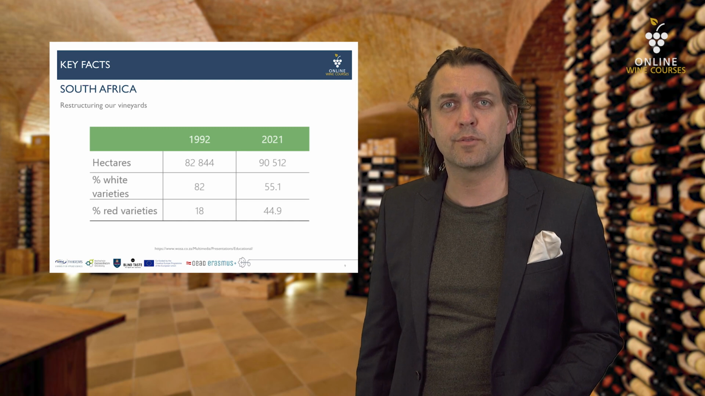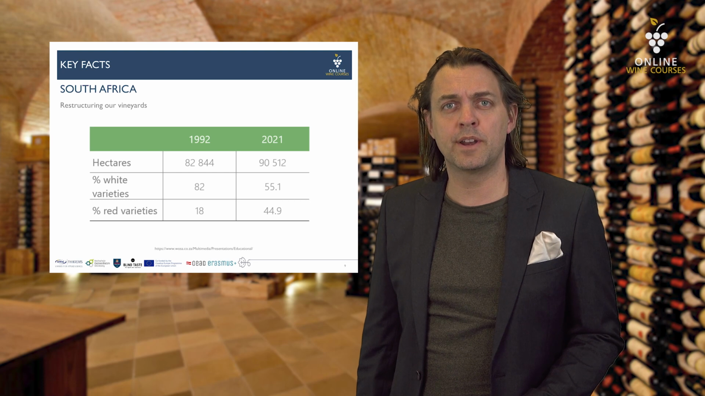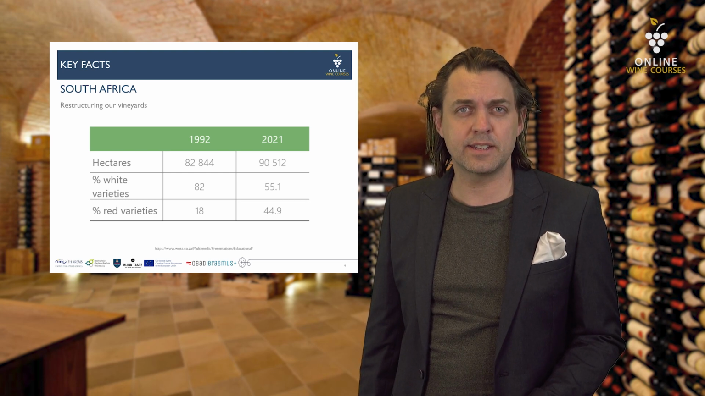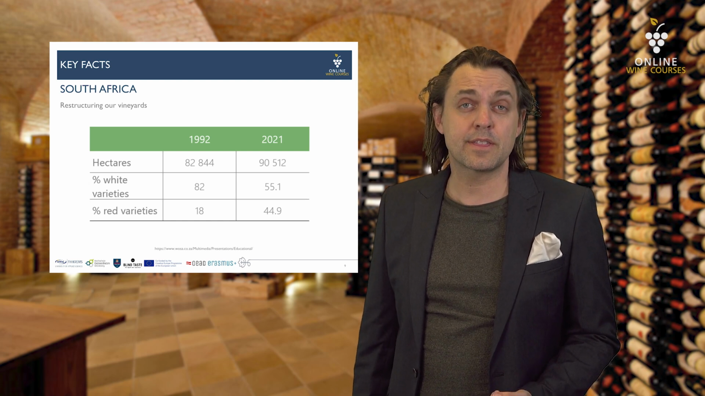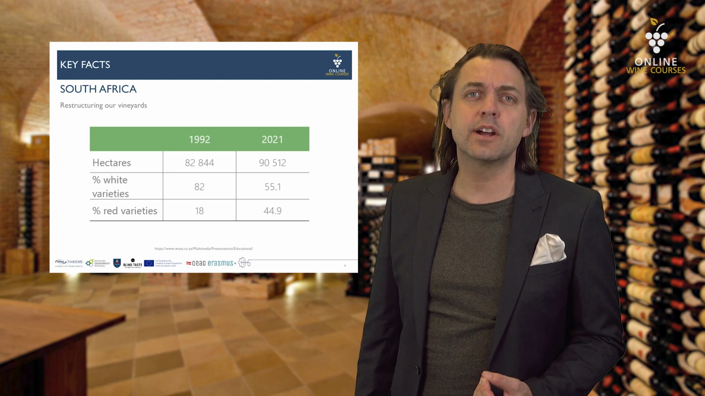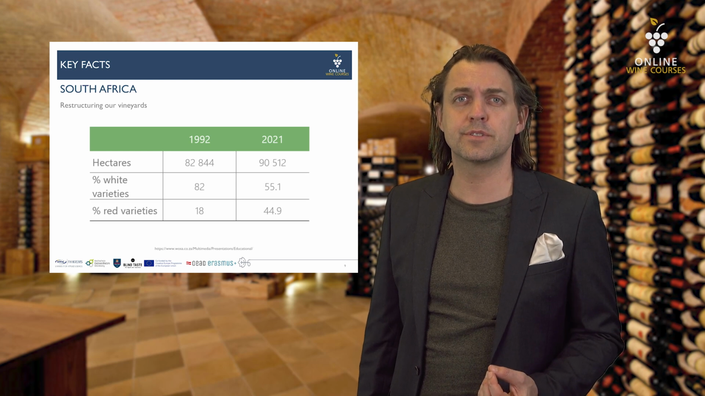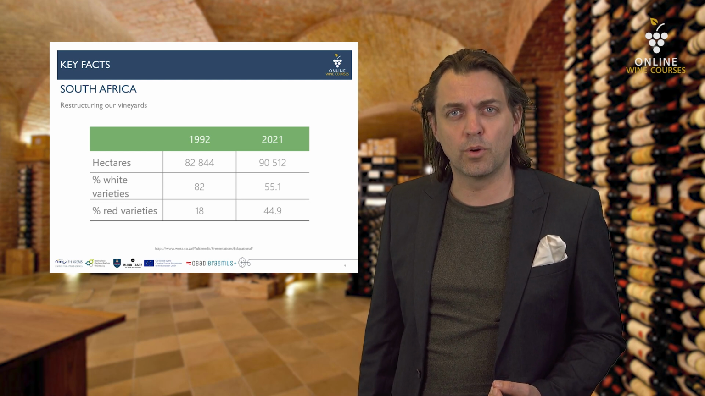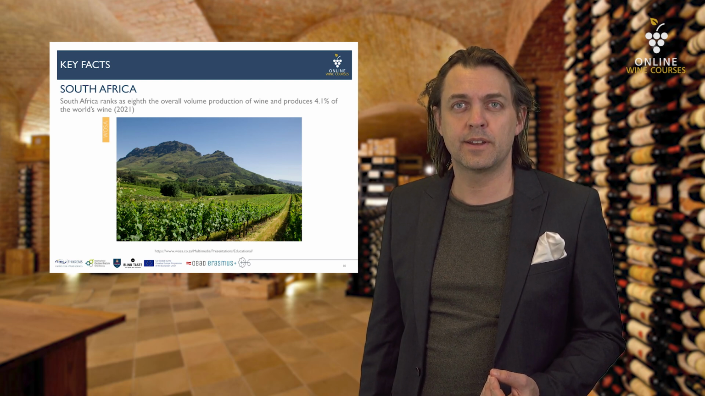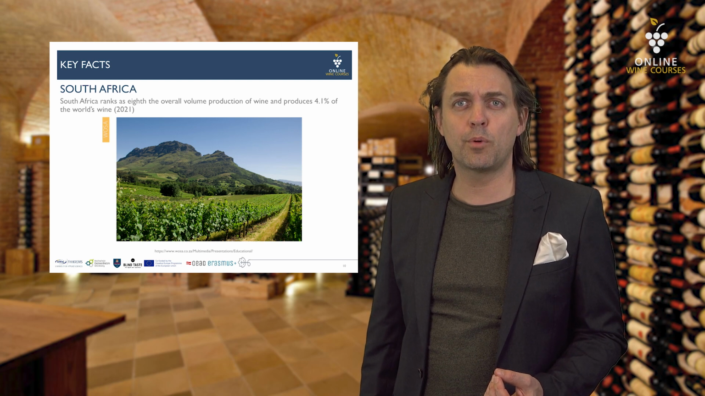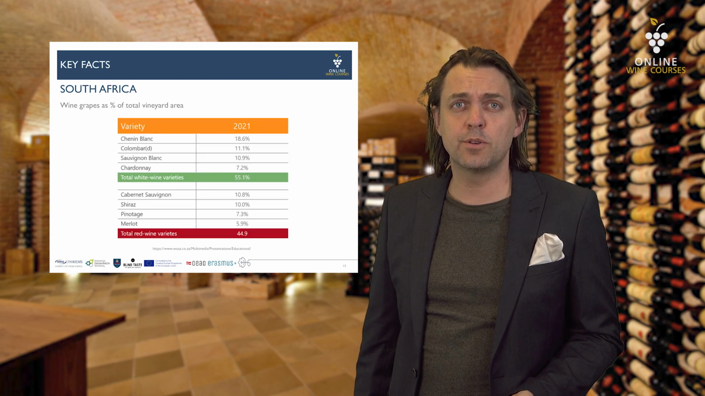And here you can see from the period of 1992 to 2021 how the vineyard area in hectares did increase. And just to say as a side note that the birth of South African wine as a wine growing country, the industry as we know it today, with a lot of independent producers, a lot of family-owned producers, started around 1994. So South Africa ranks 8th in overall wine production in the world and produces about 4.1% of the world's wine.